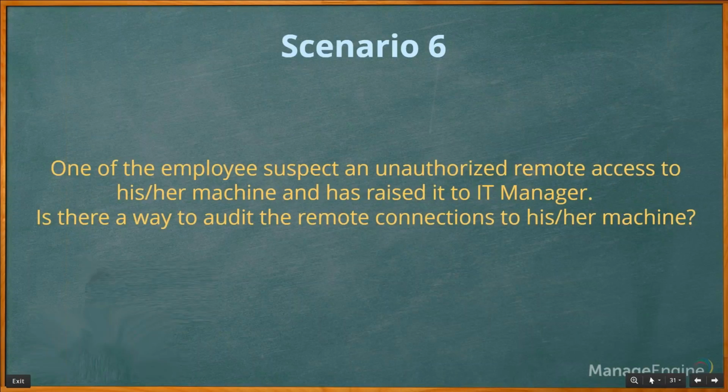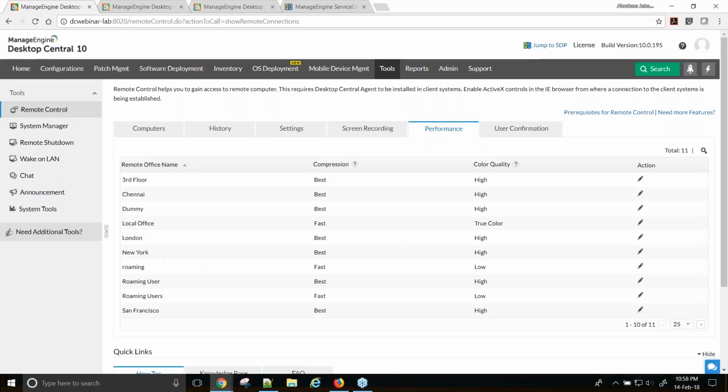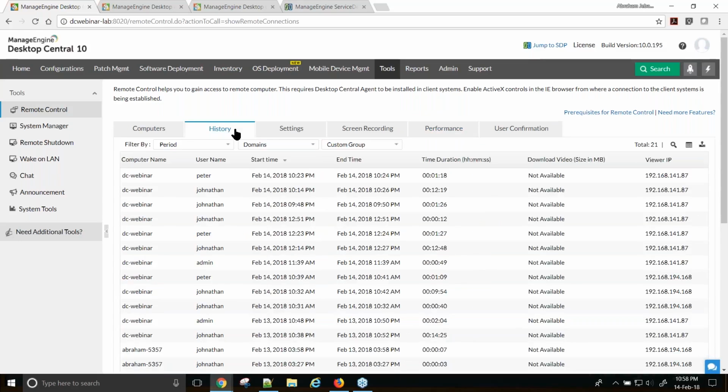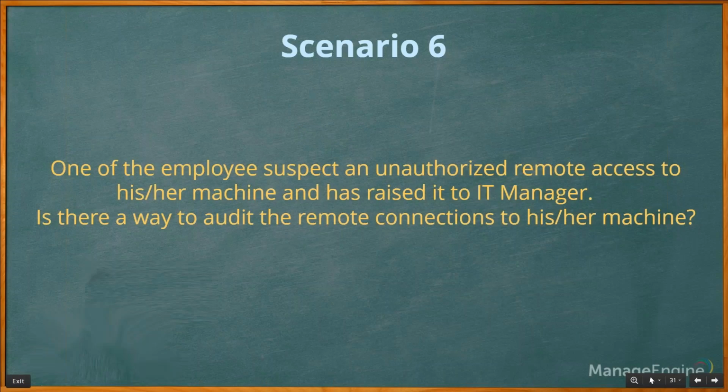So next, one of the employees suspects an unauthorized remote access to his or her machine, and this has been raised to the IT manager. So is there a way to audit the remote connections to her or his machine? Yes, we do have an option to audit this. We have already seen this in a scenario. In this history tab, you'll be able to see all this detail. You can use this for auditing purposes. Okay.